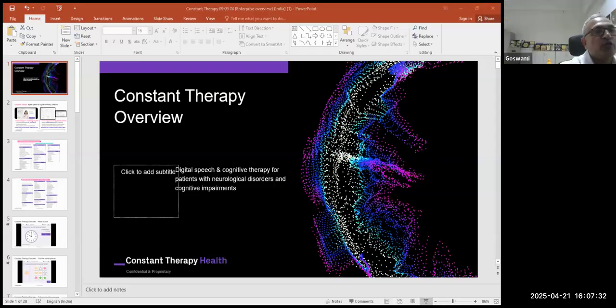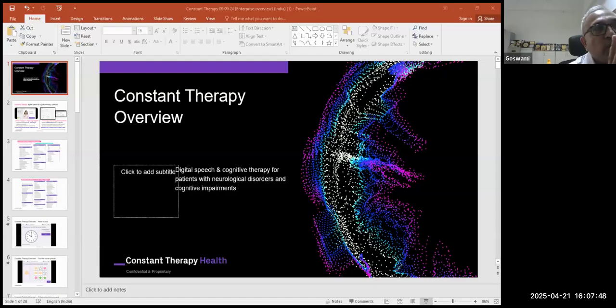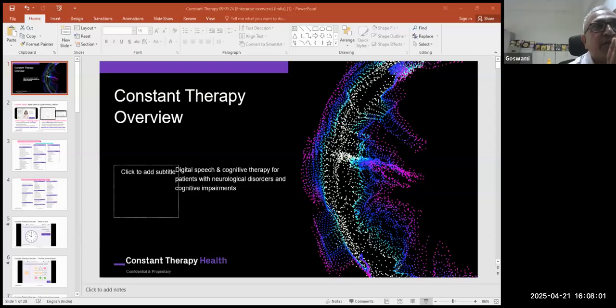So I'm just going to talk about this Constant Therapy app. It is basically a digital speech, language, and cognitive therapy app for persons with neurological disorders and cognitive impairment. So this CT app need not only be used by those who have a cognitive impairment, it also provides robustness to individuals who are normal. These activities, though they look very simple, can be carried out by persons who have issues, for example dementias, age associated memory impairment or MCIs.